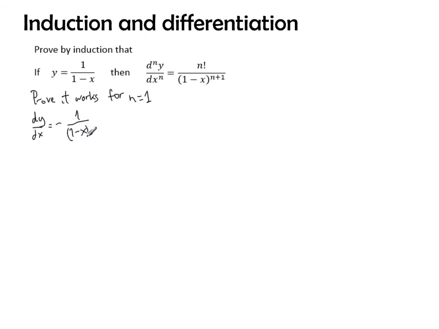So I have to prove that it works for n equals 1. So that's what I'm doing right now. So dy dx, I'm just differentiating what I have on the left, and I get 1 over 1 minus x. Remember the chain rule, I have to multiply by the derivative of minus x. And in fact, it's true, I do get 1 factorial over 1 minus x up to the power of 1 plus 1, which is 2. So it's all good. It works.